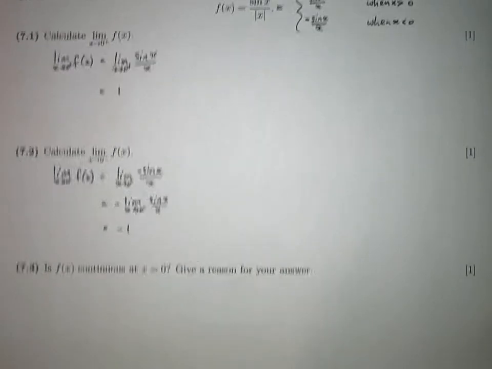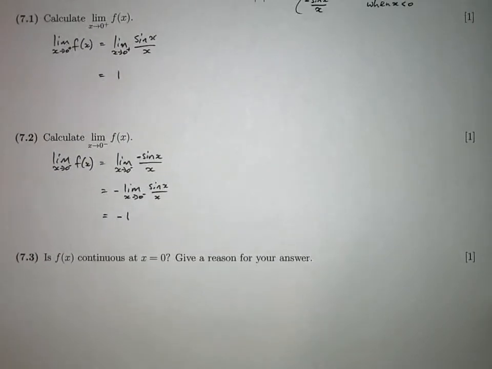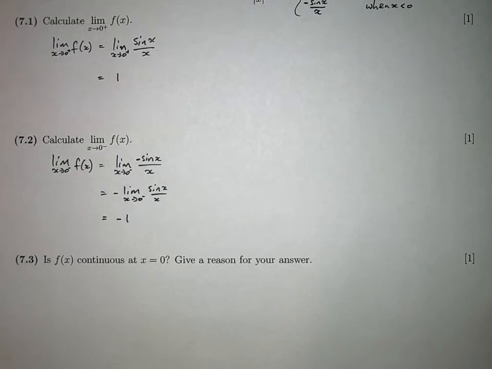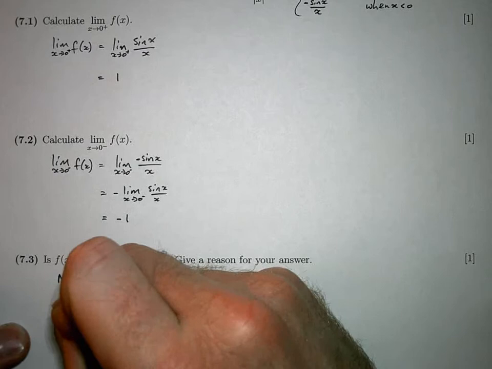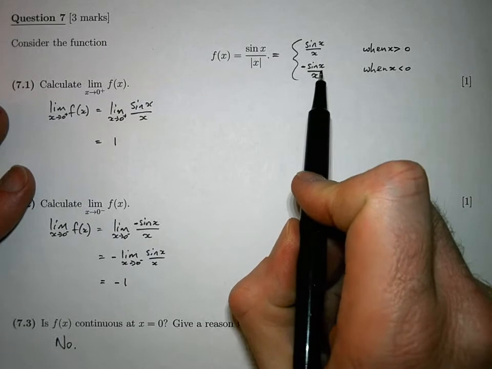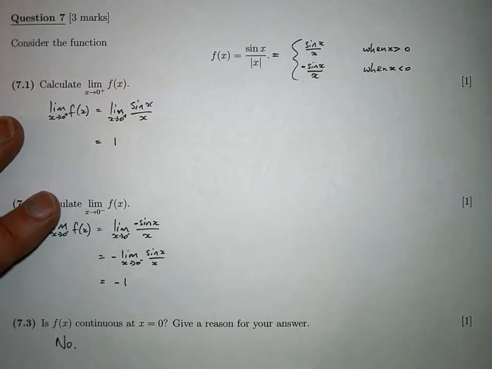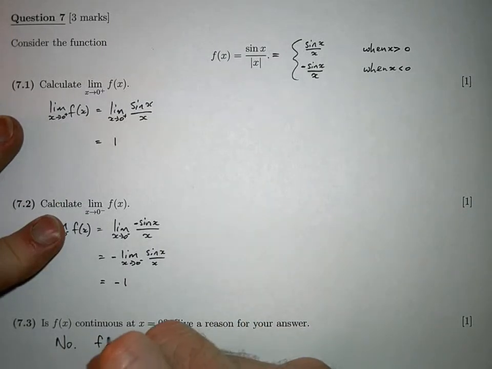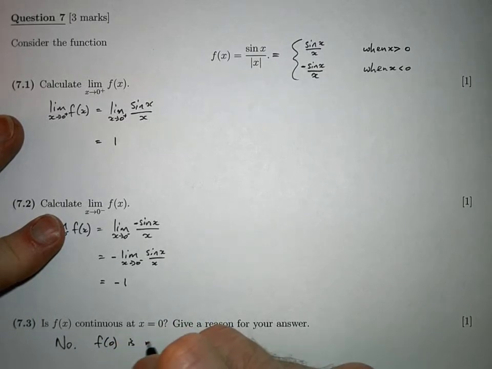The last question here, you are asked if f of x is continuous at 0, and to give a reason for your answer. Well, it's certainly not continuous at 0, and you could have given one of two reasons. The first is, of course, that f of x is not even defined when x is equal to 0. So f of 0 is not defined.